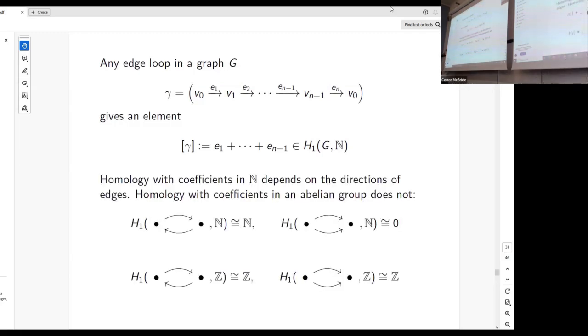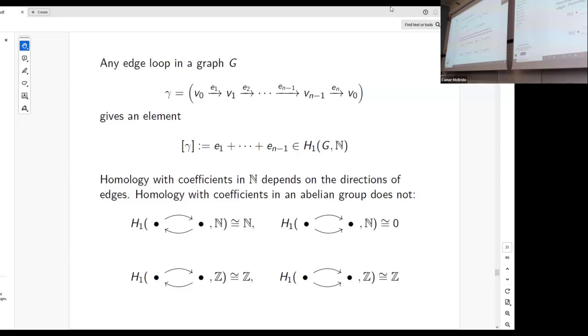Now, the interesting thing about taking coefficients in the natural numbers, which is what you never learn about in school, is that the homology depends on the directions of the edges. So for example, if we have this little graph here, and you work out its first homology with coefficients in the natural numbers, well, there's one basic feedback loop, but you could create new ones by saying that loop going around twice, 3 times, 4 times, etc. And so you get one element of the first homology for each natural number, that is, each natural number multiple of this basic loop. So you get n.